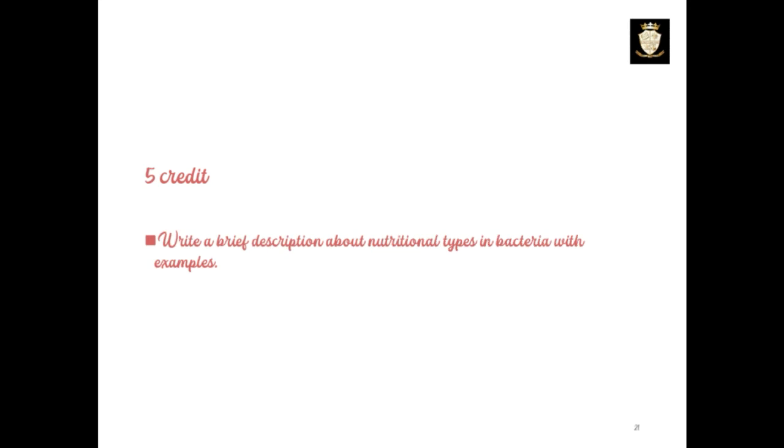Then the five credit question: write a brief description about nutritional types in bacteria with examples. So we can include all the nutritional types based on the carbon source, energy source, electron source, and the further classification of these sources, and the examples also.